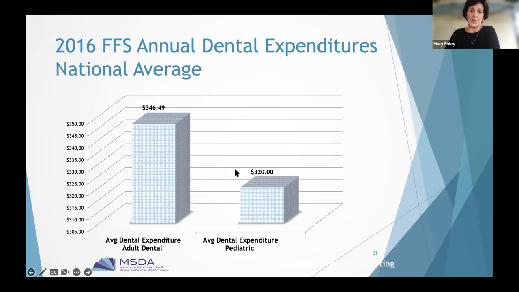Okay, this gives you an idea of what the dental Medicaid expenditures were, average dental expenditures for adults in Medicaid back then. Obviously this has definitely changed, but again, you get an idea of where we were at.